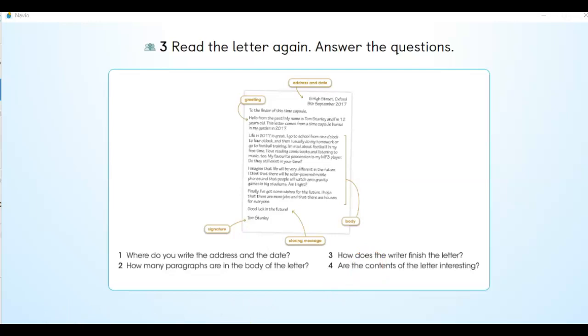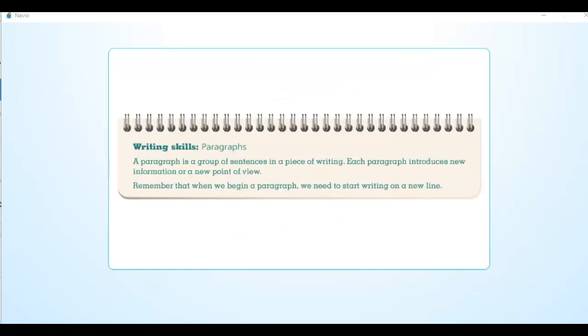As your homework is to write a letter, here you've got writing skills. As you know, and I always insist on this, a paragraph is a group of sentences in a piece of writing. Each paragraph introduces new information, a new point of view. One paragraph is about one thing and another paragraph about a different one, right? Remember that when we begin a paragraph, we need to start writing on a new line. We have different words that help us to start the writing, the linking words, remember. Also, remember that you have to leave space between one paragraph and another.